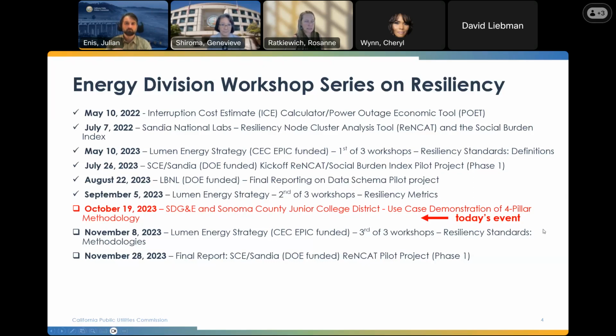Today's workshop is on use case scenarios of applying the four-pillar methodology as it applies to both an in front of the meter microgrid standard and behind the meter use case campus technology that includes a microgrid, but also considers other resiliency situations.